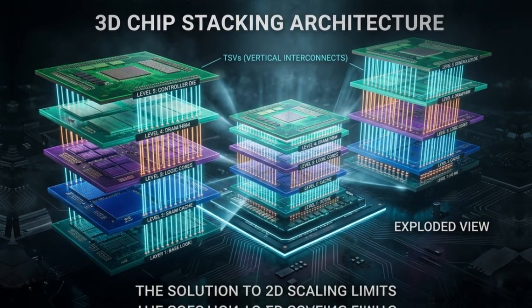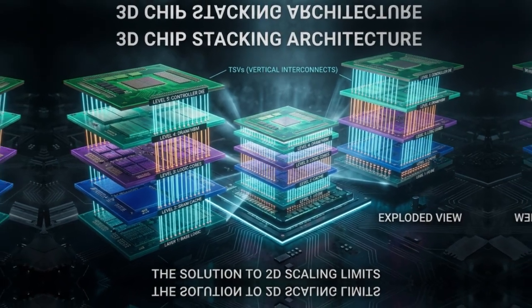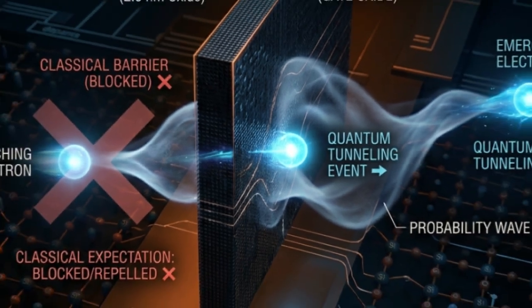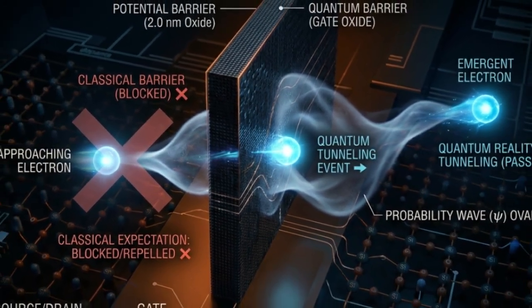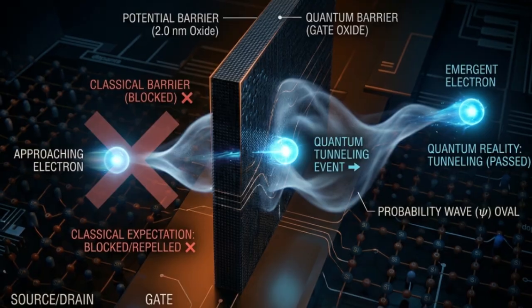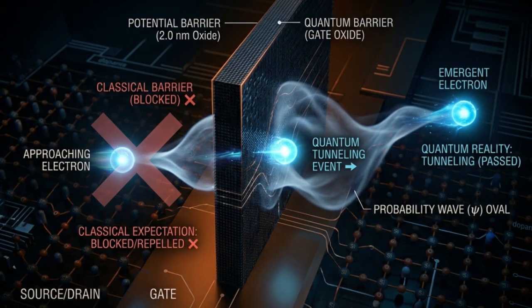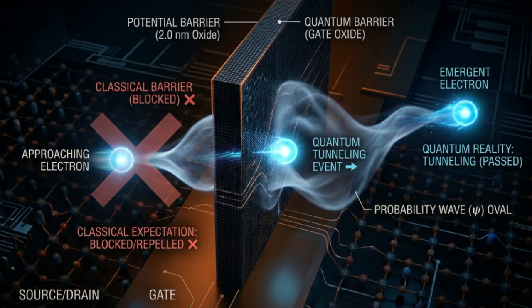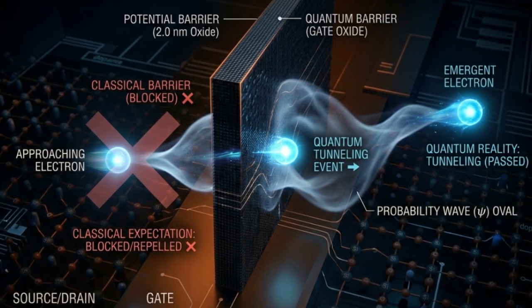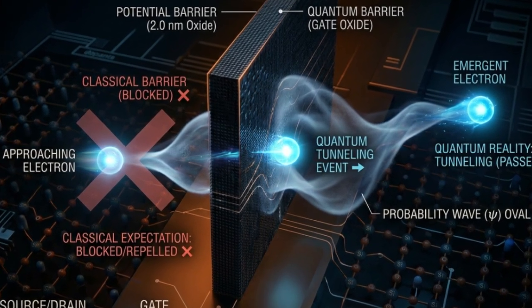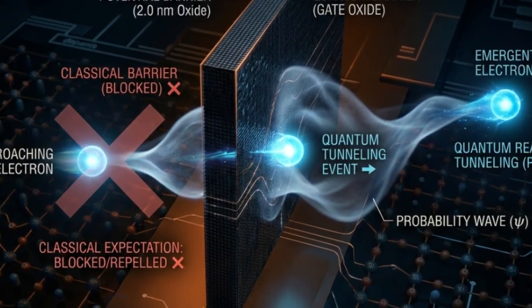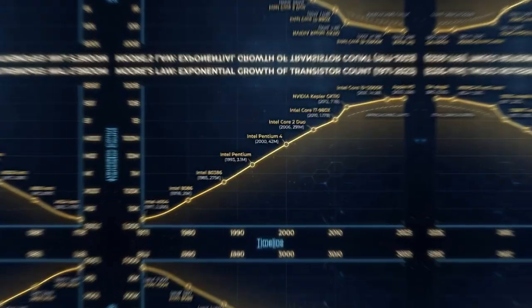In 1971, the Intel 4004, the first commercially available microprocessor, contained 2,300 transistors. Each transistor was about 10 micrometers wide. Today's most advanced processors are manufactured at 3 nanometers, roughly 3,000 times smaller than the 4004's transistors. At 3 nanometers, you are packing transistors that are approximately 15 silicon atoms wide. You are engineering at the atomic scale.